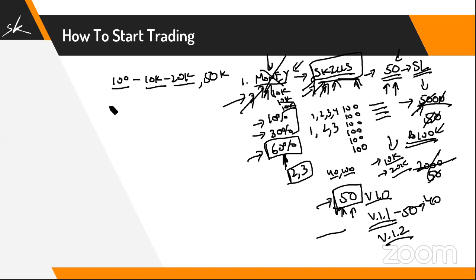Let's imagine from 100 I move to 500, then I move to 1000, then 2.5k, then 5k, then 10k, then maybe 15. So depending upon your capital, that is how you'll have to make that progression.